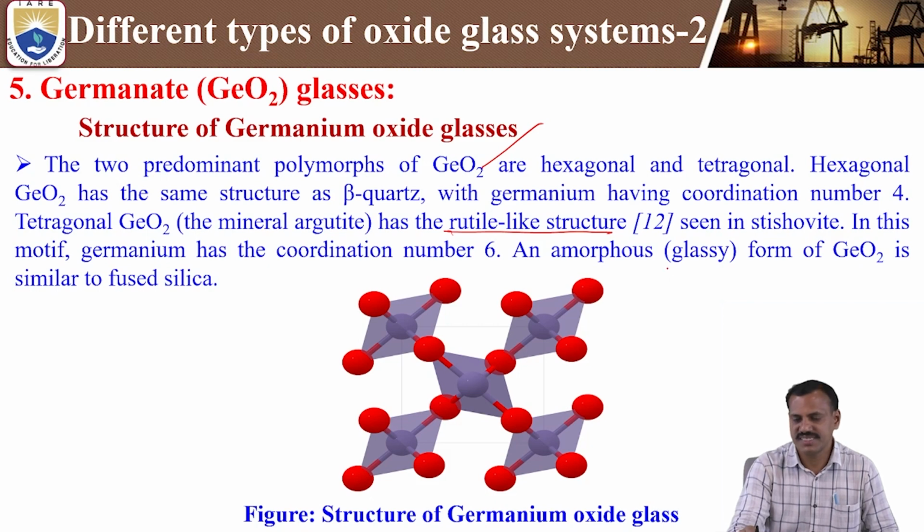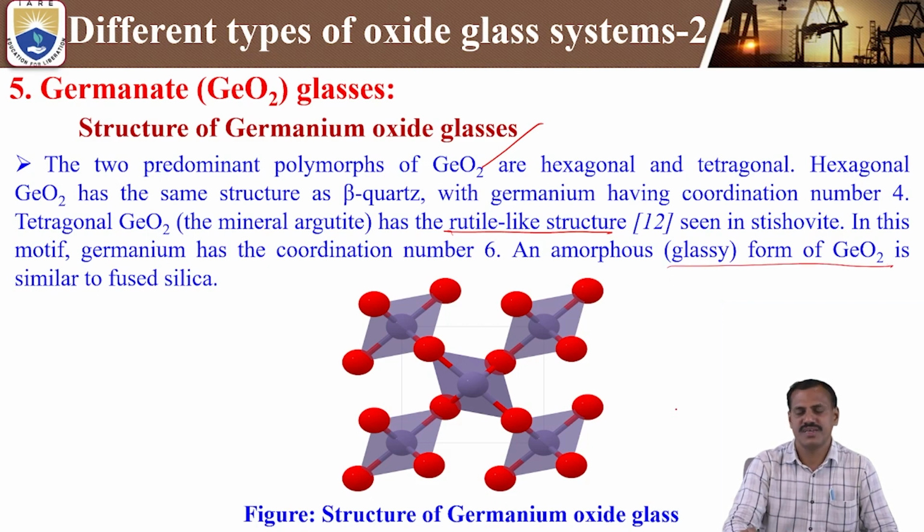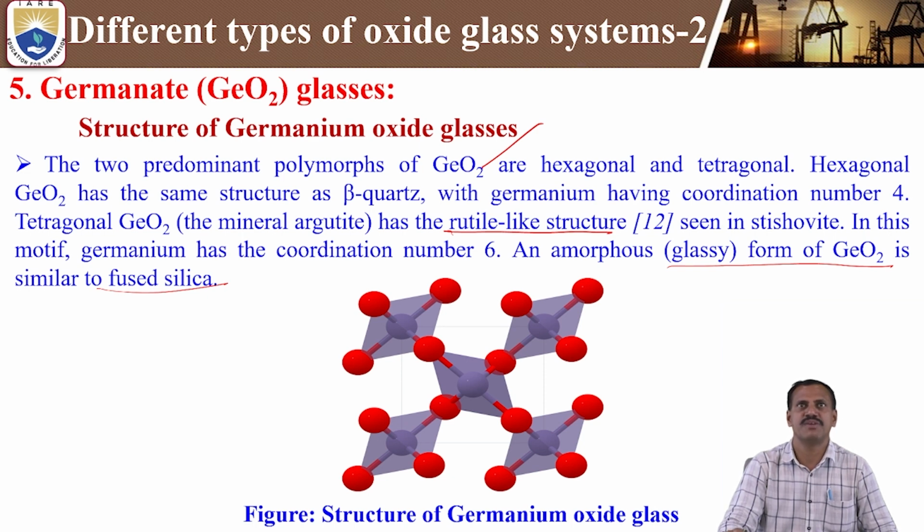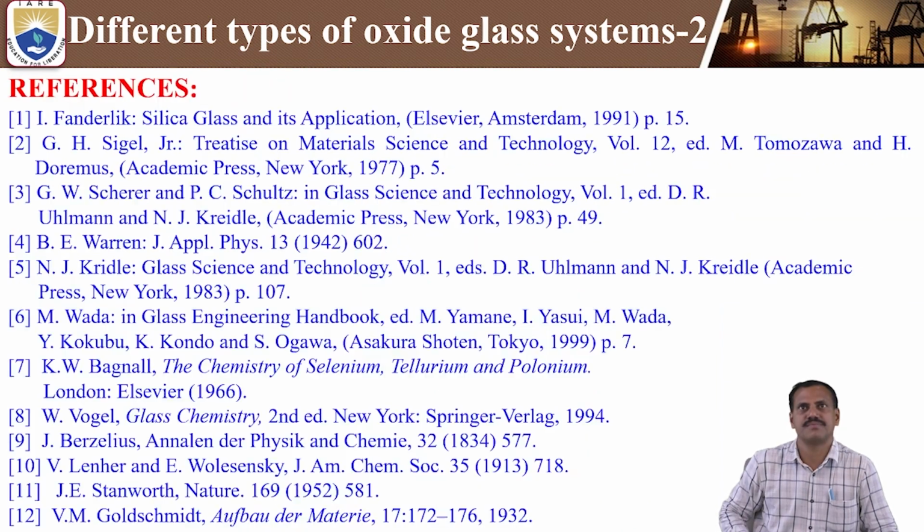An amorphous glassy system from germanium oxide is similar to fused silica. The same structure we can see in the silica base, that is the fused silica glass system, which looks like a similar pattern, because that structure pattern is similar to the germanium-based glass system. These are the structure of the germanium-based glass system.